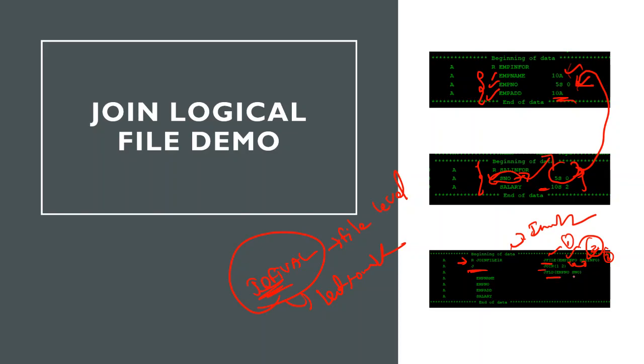For the join field, what are the common fields here? It is 5S0, and the other is also 5S0. So employee number and salary number, the S number, is the common field. I want to join based on this. Next you mention the fields you want to see: employee name, employee number, address, and salary. This is an inner join. What is an inner join? You will get only the matching records that are in the employee file and the salary file.